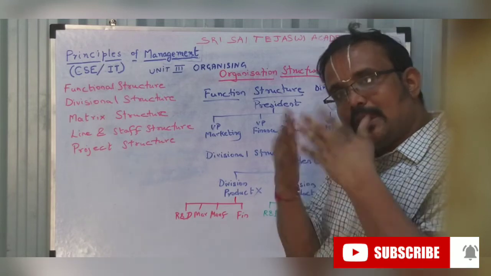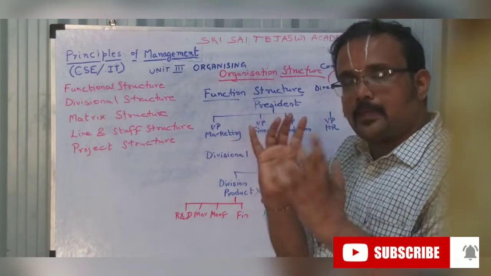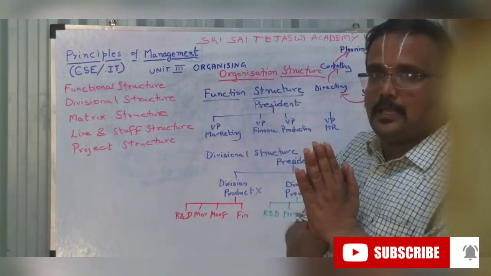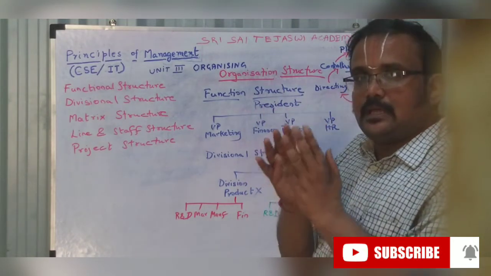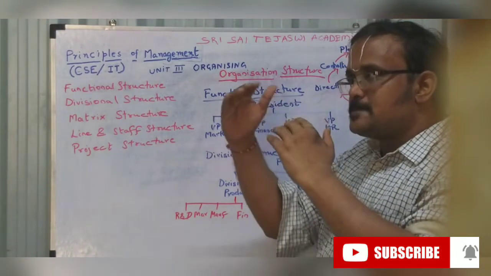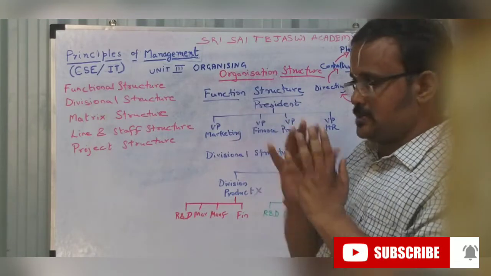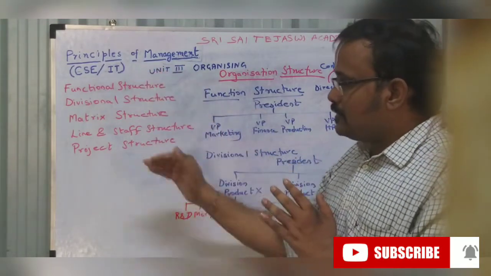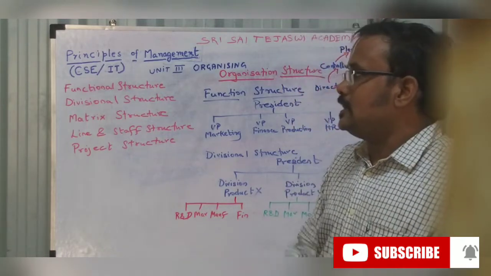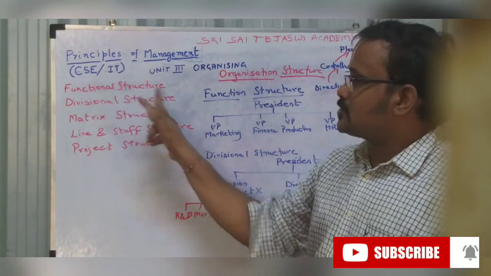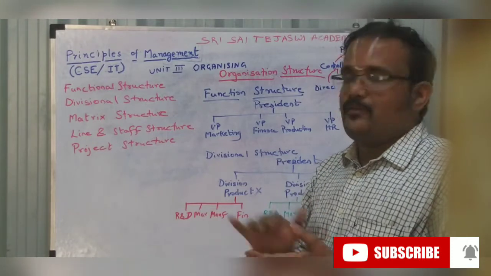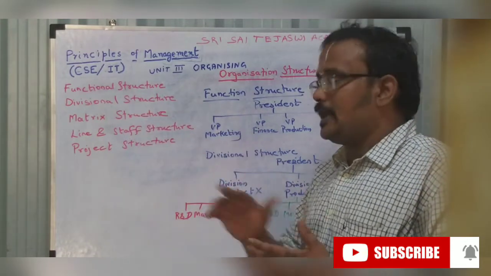In this, there are various types of grouping, how you do the grouping. There are various levels, one below the other or one beside the other. That is called organization structure. So how are formal relationships formed in our organization? For this we have various types of organization structures: functional structure, divisional structure, matrix structure, line and staff structure, project structure. I will tell you in brief and then I will go into detail.